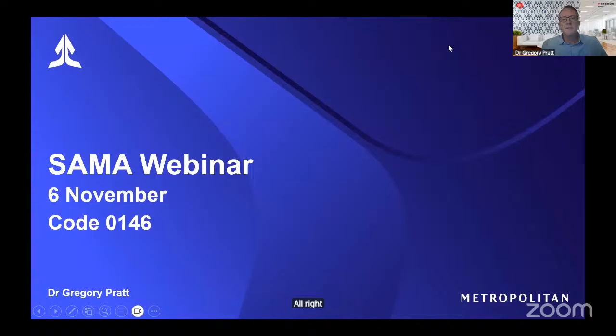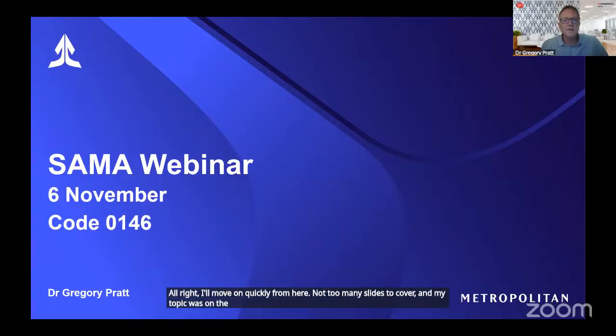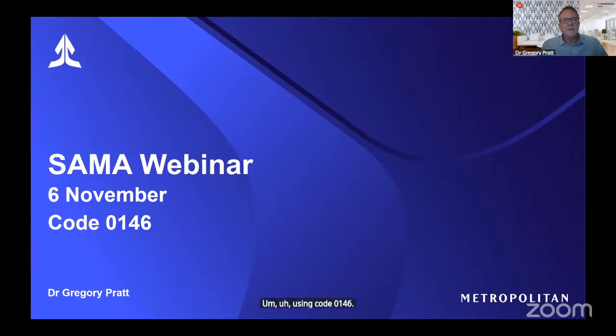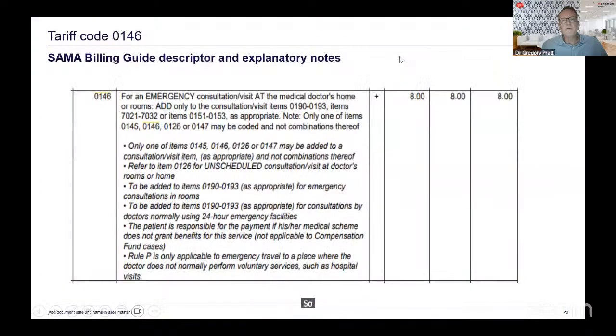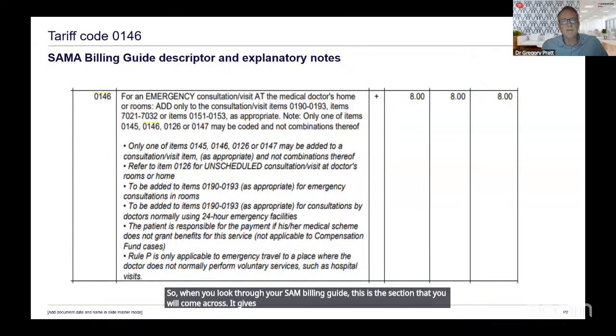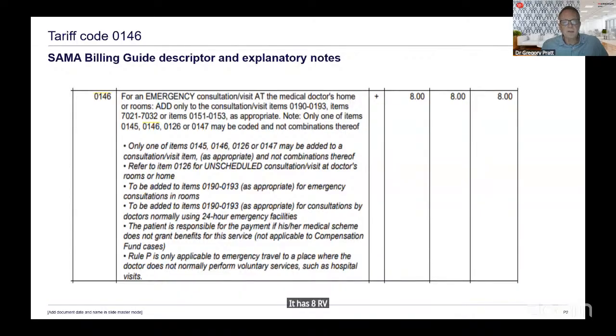All right. I'll move on quickly from here. Not too many slides to cover, and my topic was on the emergencies using code 0146. So when you look through your SAMA billing guide, this is the section that you will come across. It gives a descriptor of the code. It has 8 RVUs, and we have various explanatory notes that I will go through in the subsequent slides.